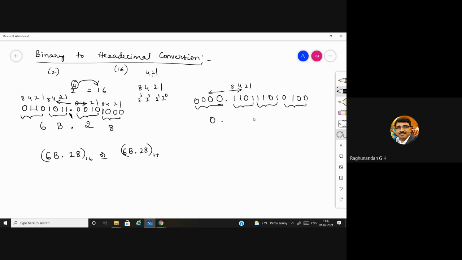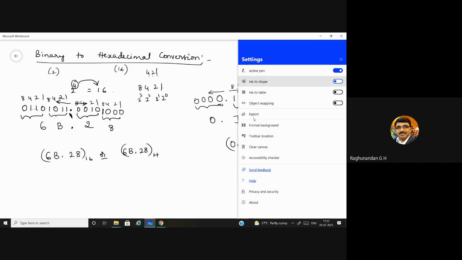Again, it is how much? It will be 13. 13 means D. 8, 4, 2, 1. Again, it is D. 8, 4, 2, 1. So 4. It is 0.DD4 to the base 16. So this is how we are going to convert. If you have any doubts, you can ask me in this.